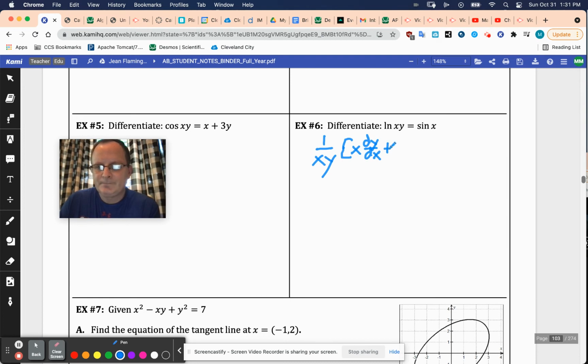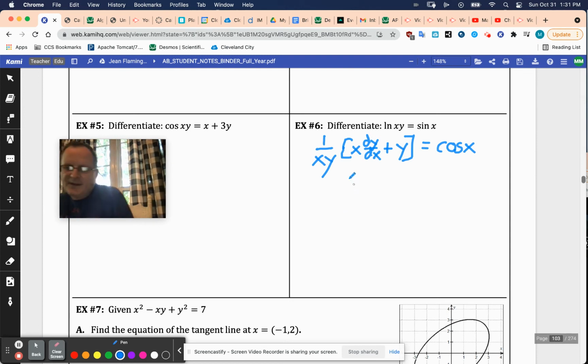Plus the second times the derivative of the first, and the derivative of the first is x. So there we go. The only place we needed a dy dx was in the second half of the product rule there. All right, and then the right-hand side, the derivative of sine x is cosine x, no chain rule needed. So that's nice.